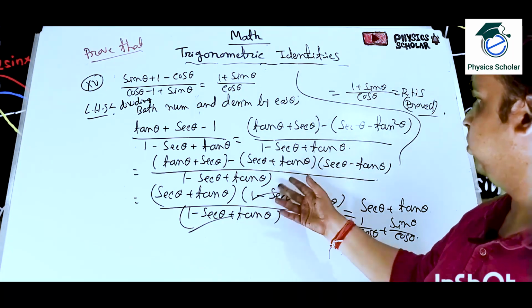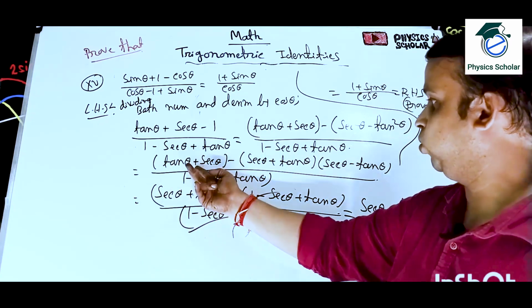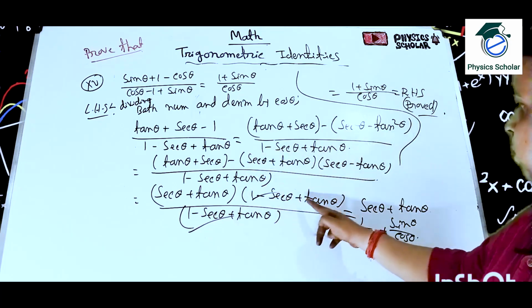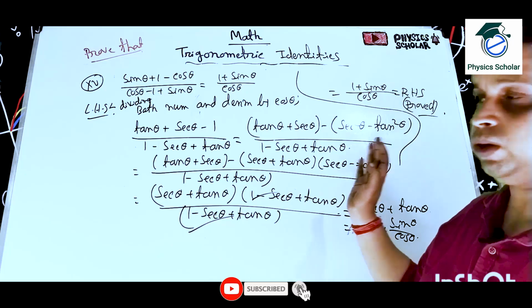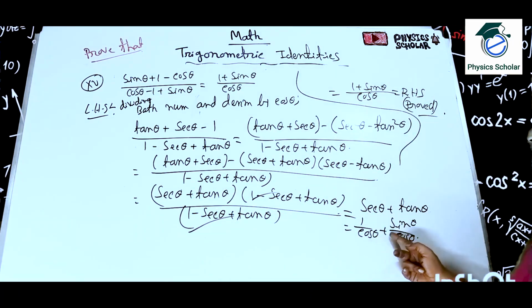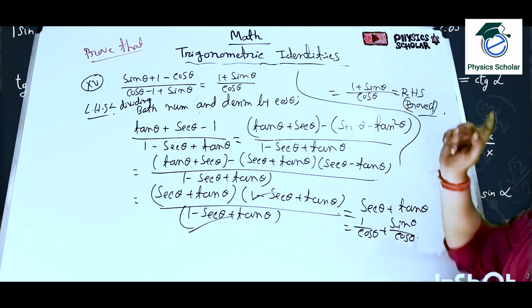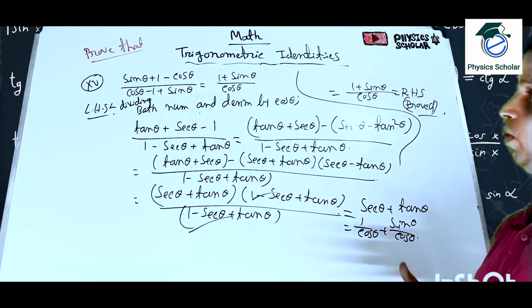Clear? Now from this, tan theta plus sec theta is common. That means 1 minus sec theta as it is, minus, so it will be plus tan theta. So this and this are same, so this will be cancelled. So sec theta plus tan theta. Sec theta means 1 by cos theta plus tan theta means sin theta by cos theta. So cos theta will be LCM, so 1 plus sin theta. And that we have to prove only. So hope you have understood this sum.